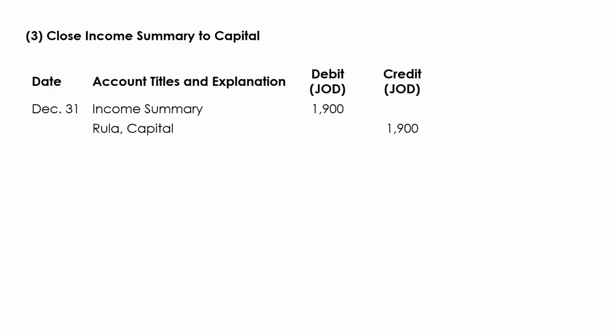And now we are ready to complete the process by transferring that net income to the owner's capital account. So let's look at our third closing entry, close income summary to capital. Here we debit the income summary for 1,900 Jordanian dinars to bring its balance to zero, and we credit Rula capital for the same amount. This increases the owner's equity by the net income earned during the year.